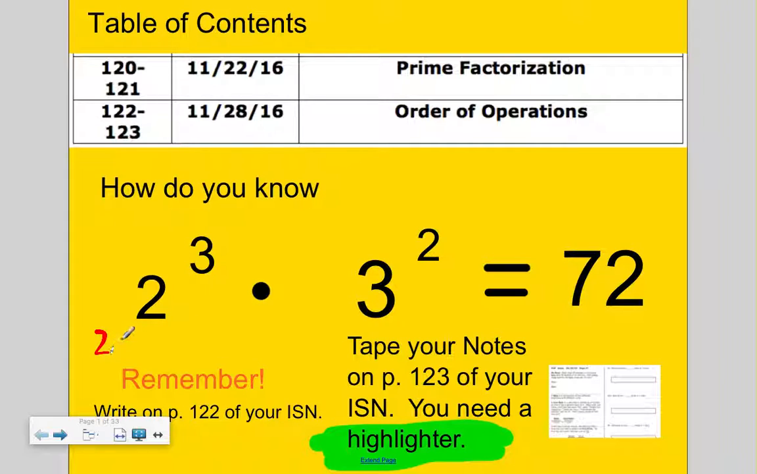The base is 2. That means this factor of 2 is repeating itself 3 times. The base is 3. The exponent is 2. That means this factor is repeating itself twice. So what's 2 times 2 times 2? 8. What's 3 times 3? 9. 8 times 9 is 72. So this is correct.